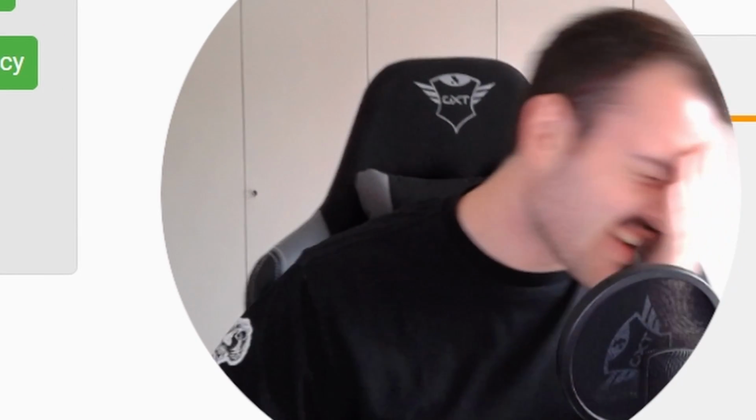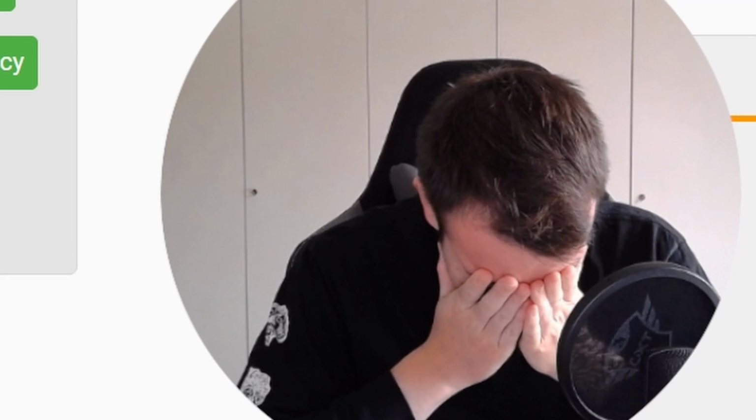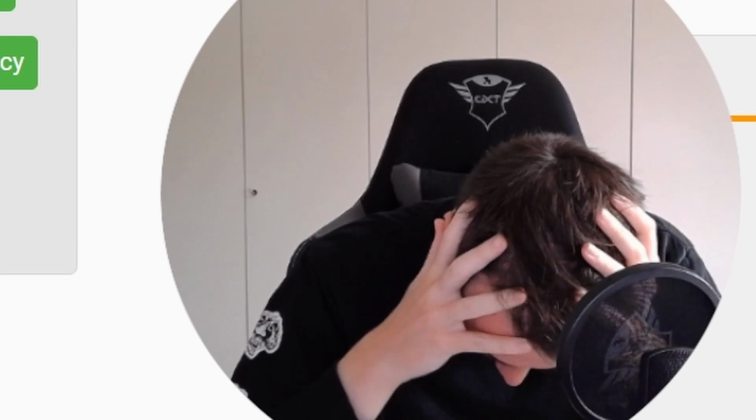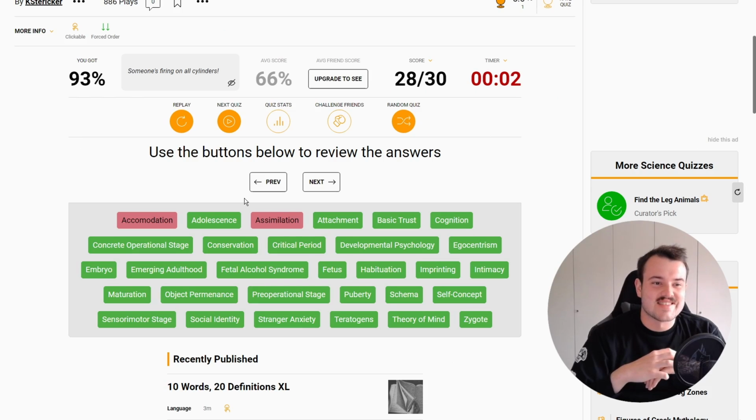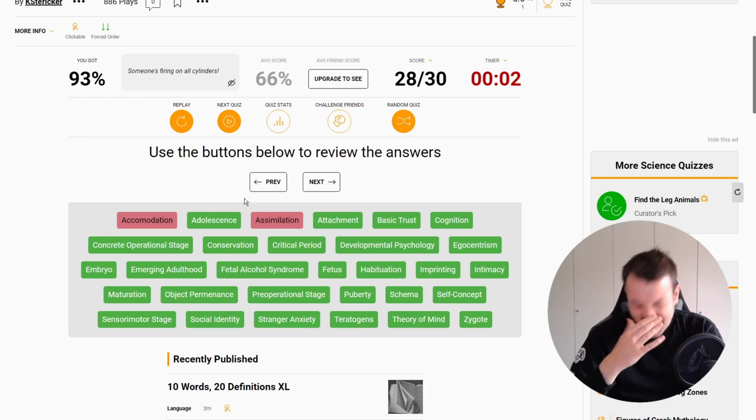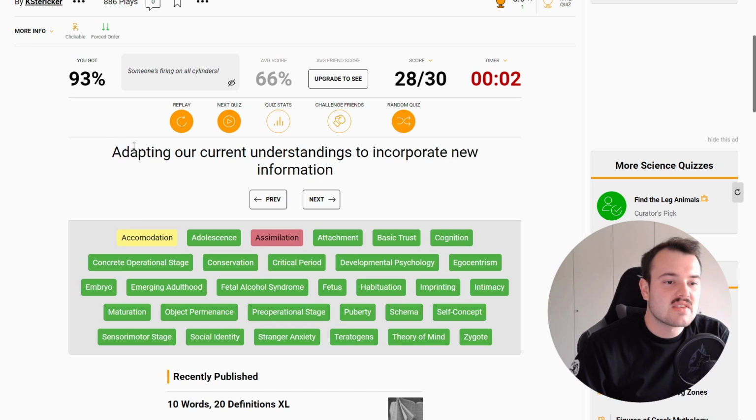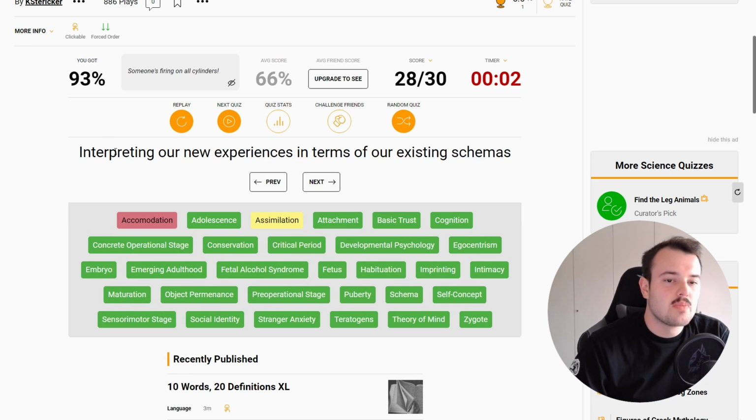Fuck! That's really sad. Oh, that's so sad. That's so stupid. Alright, well, accommodation is adapting our understandings to incorporate new information. Yeah, accommodating is changing something, right? So adapting, and interpreting in terms of existing schemes is assimilation. I'll never forget it, that's for sure.